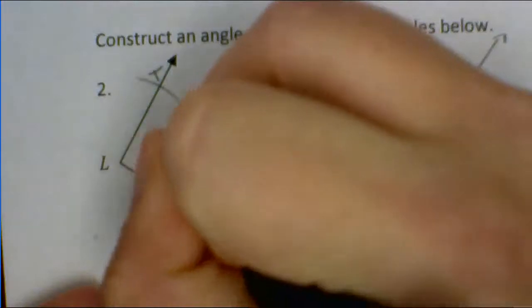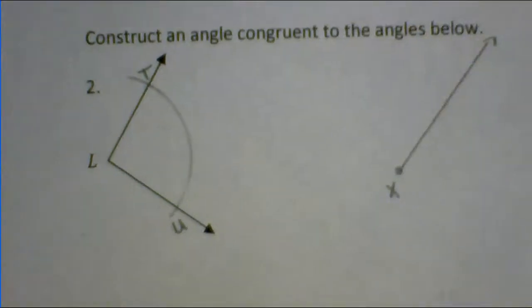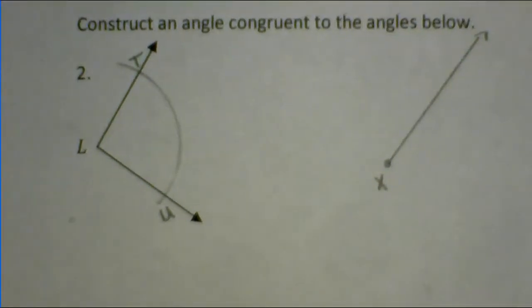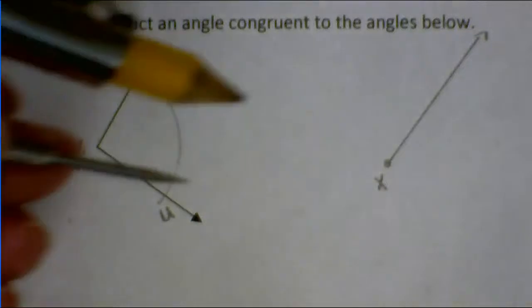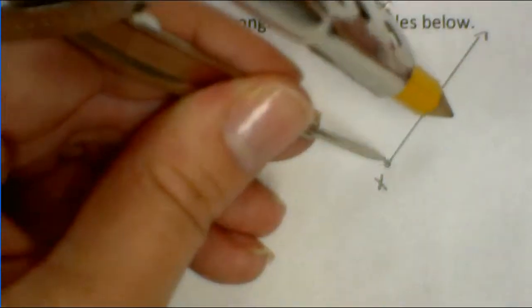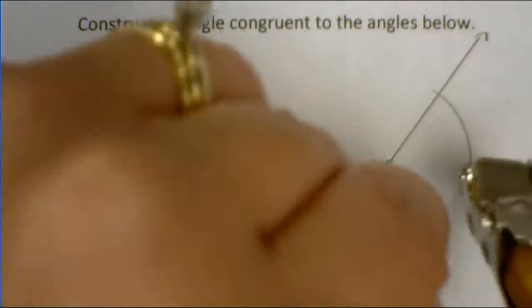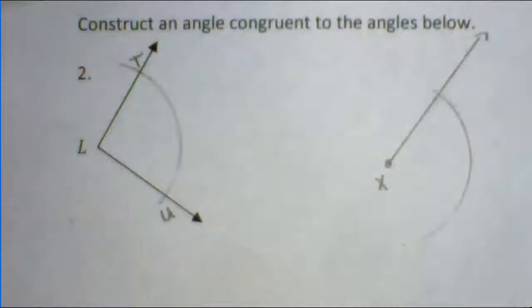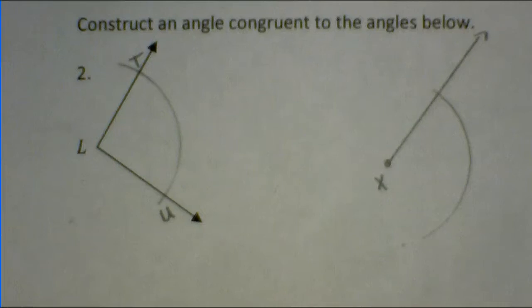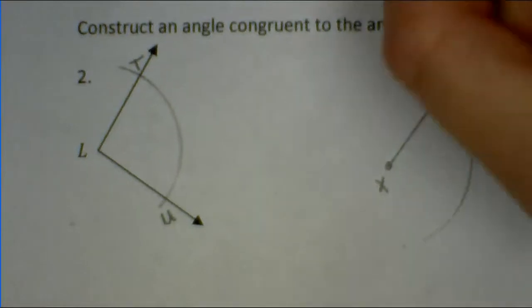We can name them different points, but we're just using these letters. Without adjusting the compass, place the point on X and draw an arc that intersects that ray. Notice that I made my arc a little bit bigger because I'm going to be making another ray eventually here too. All right, label that intersection Y.